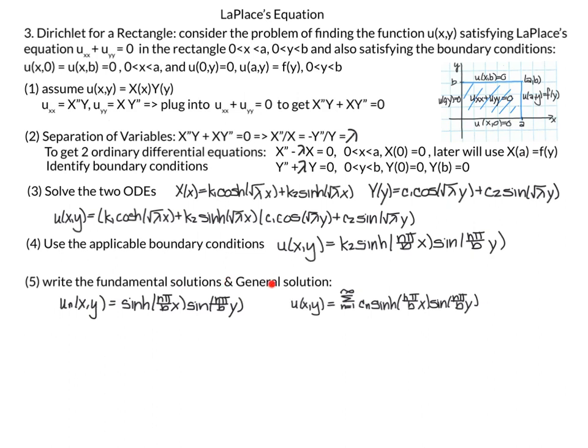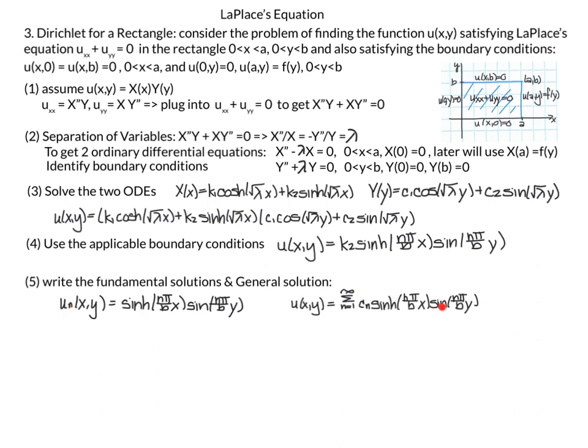The fundamental solutions and general solutions. So for every value of n here, we have a new solution. Our u_n(x,y) is equal to sinh(nπ/b · x) times sin(nπ/b · y). This here is a solution to our Dirichlet equation.